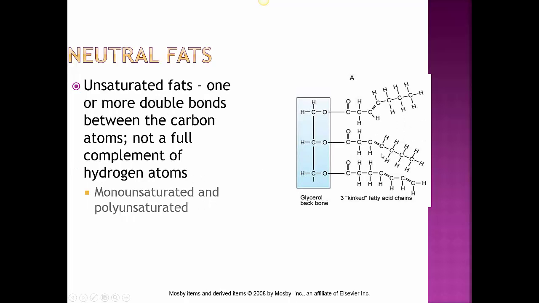Here's an example of an unsaturated fat. And so they call these monounsaturated, diunsaturated. And this one right here is what they call a polyunsaturated because there are four of these double bonds.